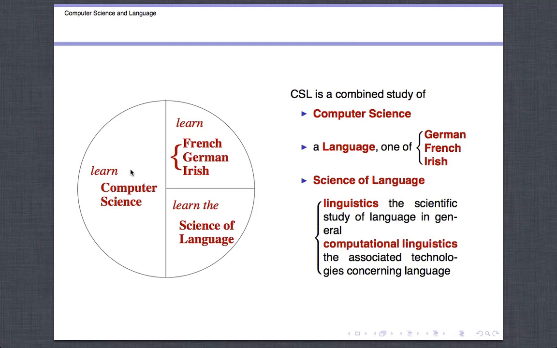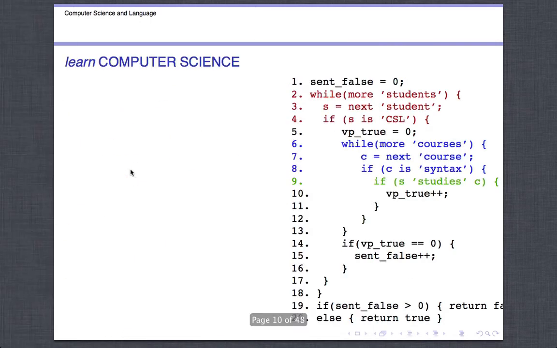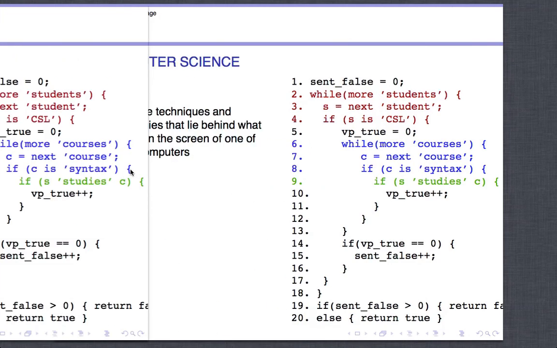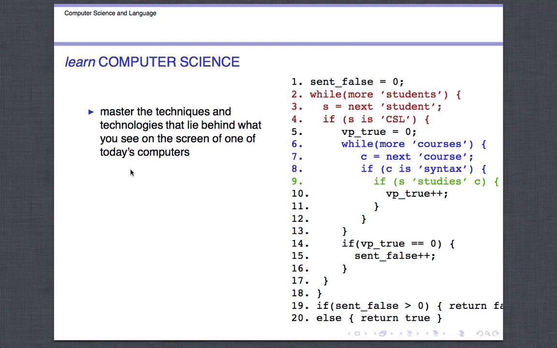I'll try and take you on a little tour through what those things might concretely turn out to be, and then we'll look into some further features of it. So one of the main things is learning computer science. What we're aiming to do, this is the project, is make you a master of the techniques and technologies that lie behind what you see when a computer does something clever.